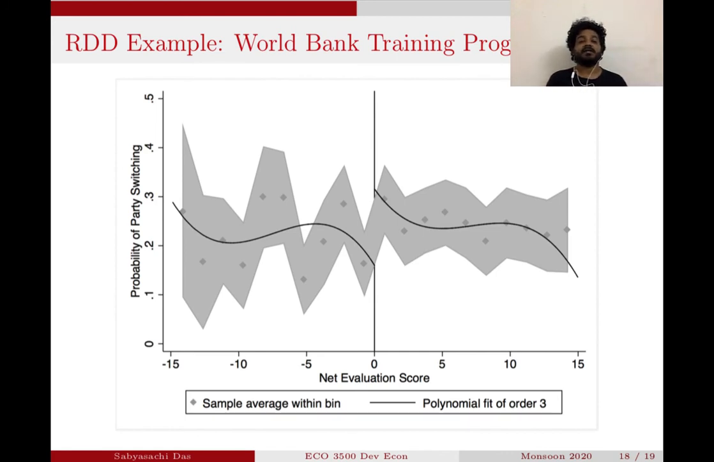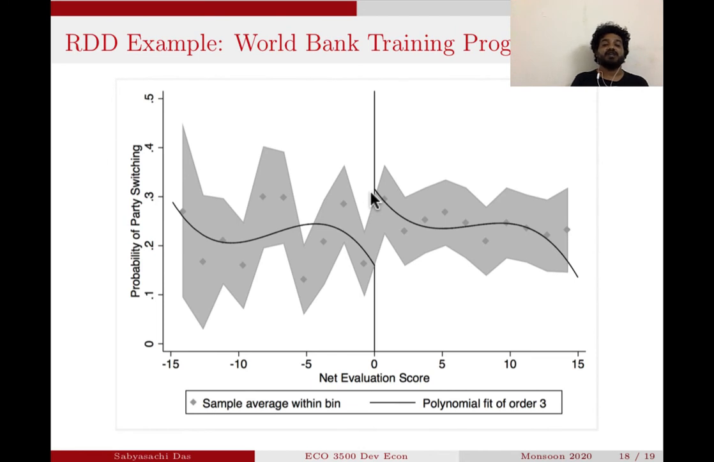We find that the party switching rate was going up and down on the left, but the moment you move to the right side of the threshold, these villages suddenly see a jump in the party switching rate, and this is significantly high. Here the average is about 15 and here the average is about 30, so it's about a 15 percentage point jump. The party switching rate doubles from 15 to 30% at the threshold.